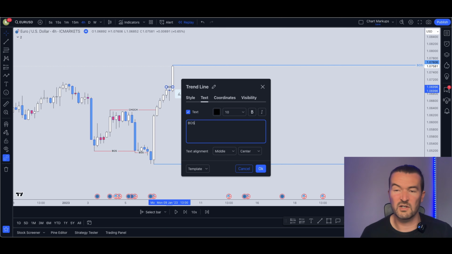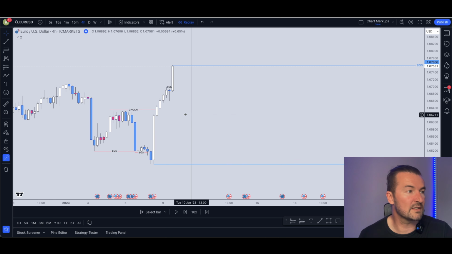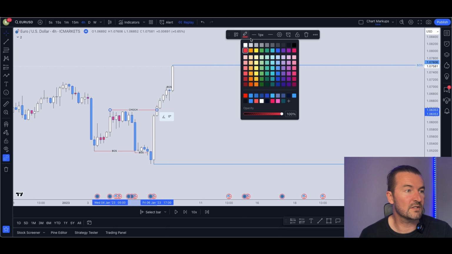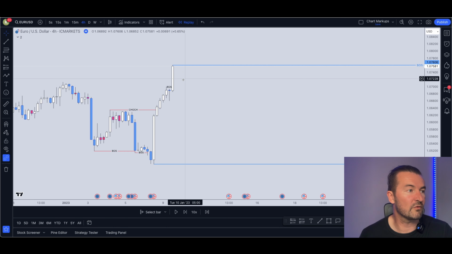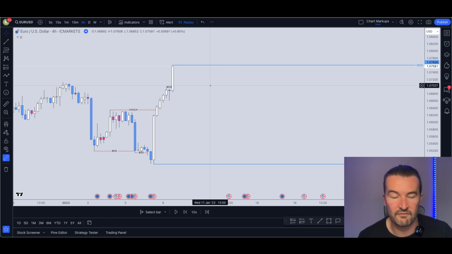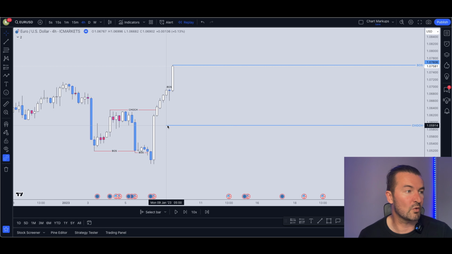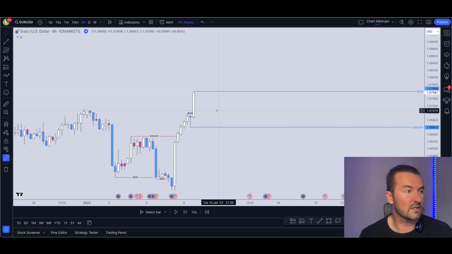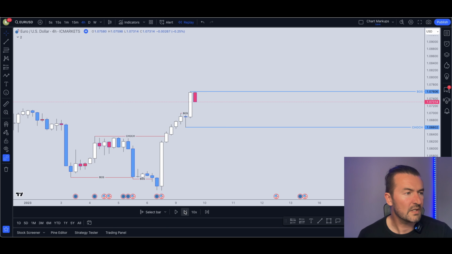A little hint or a little tip for you, if you wanted, is maybe use different colors for BOS and ChoCh, okay? Maybe have ChoCh in red and BOS in green or blue or something like that, because when you're counting them at the end, it's going to help you with just speed, okay? So it will stop it being so boring. So we're just going to move ChoCh to the lowest point right there, and we're going to press on.